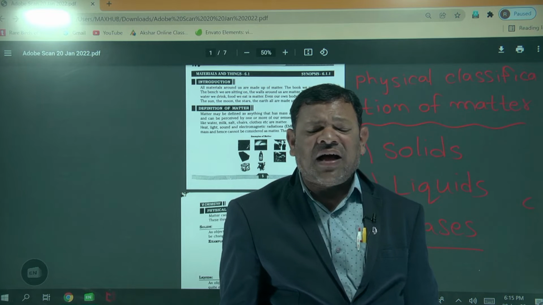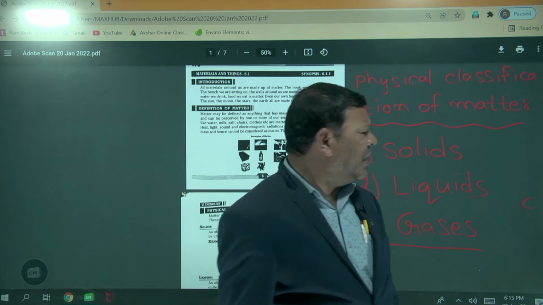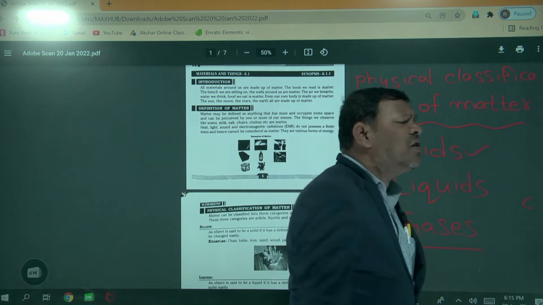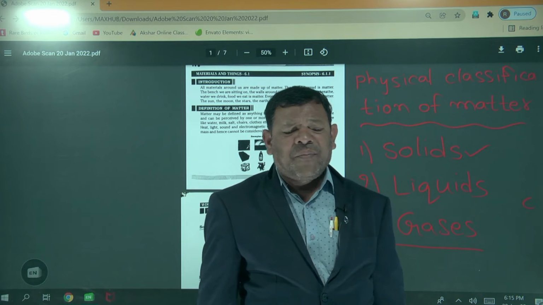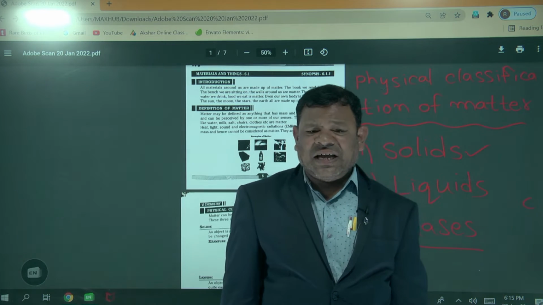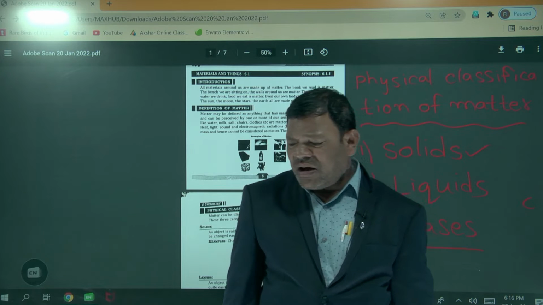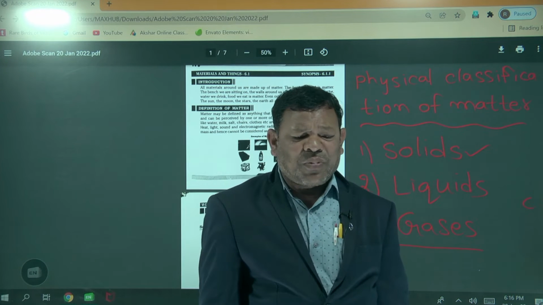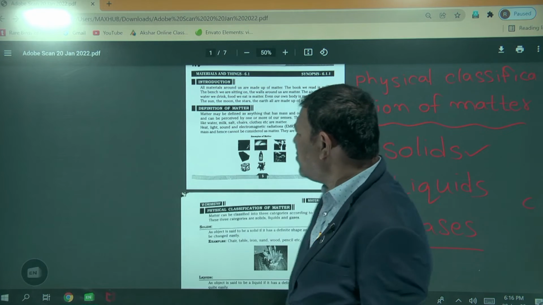Three types of matter are present. The first one is the solid. Can you give examples of solids? Examples of solids: pen, pencil, compass box, chair, laptop, shoes, chappals, everything. These are examples of the solid state.